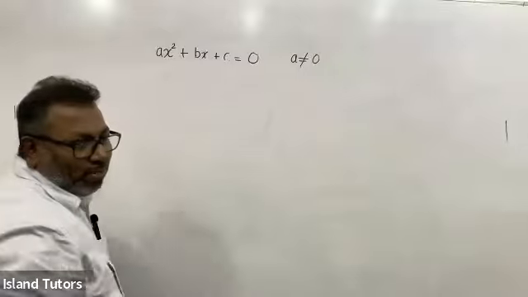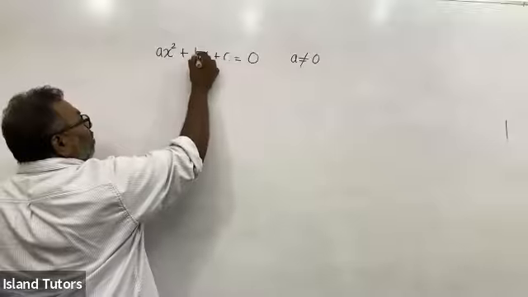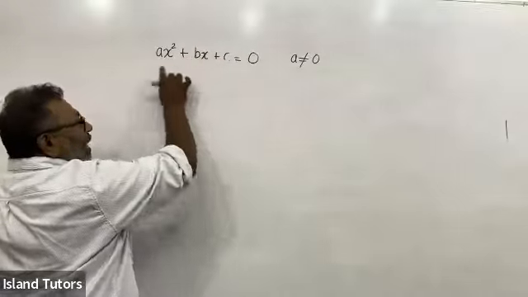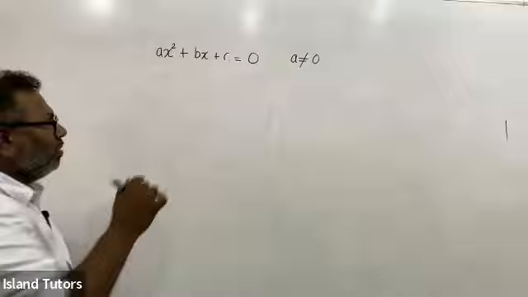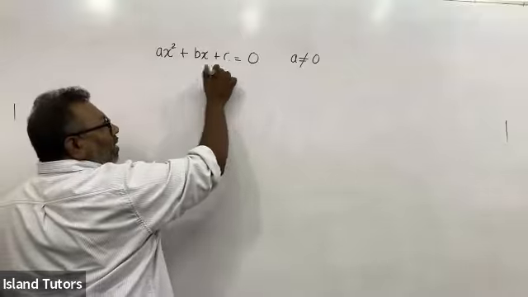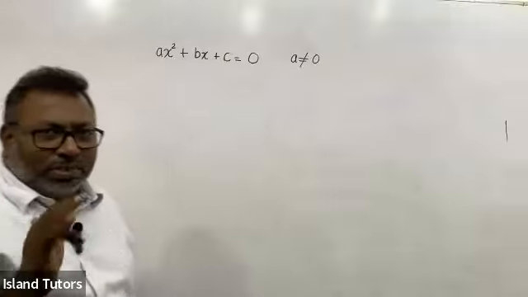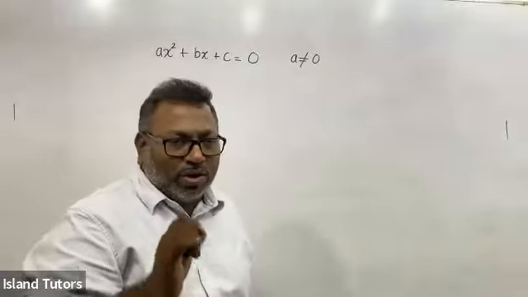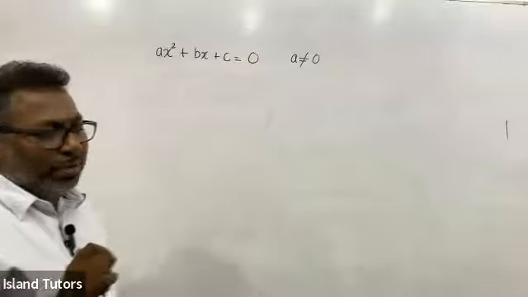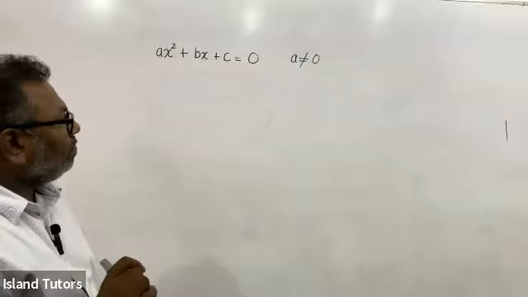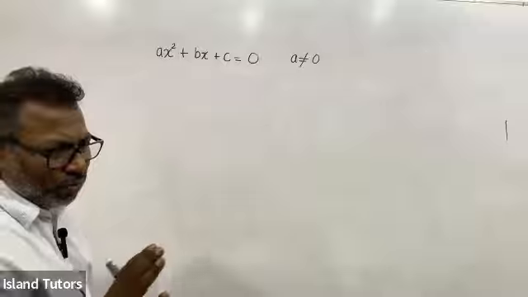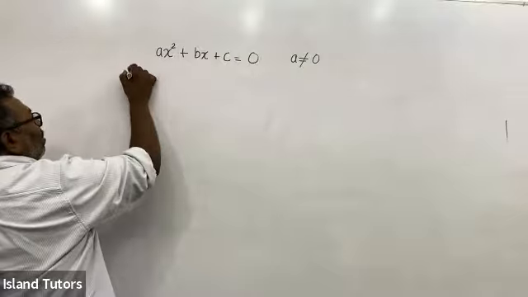So a quadratic equation is made up of an x squared term, an x term and a constant, right? So this is what a quadratic equation looks like, and a cannot be a 0, right? So just a few notes to remember.